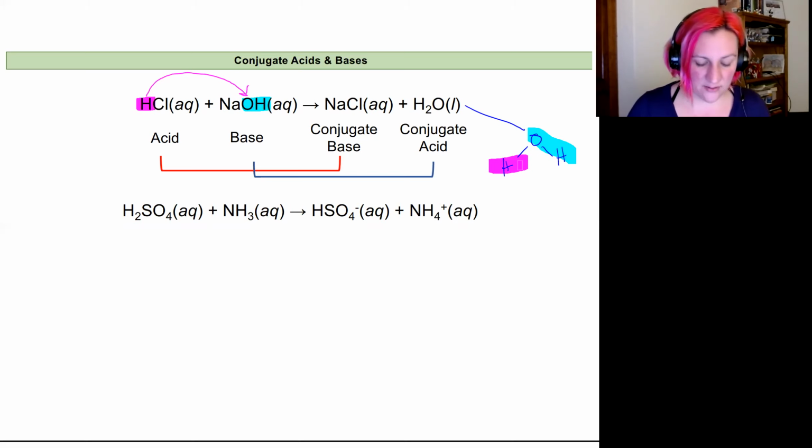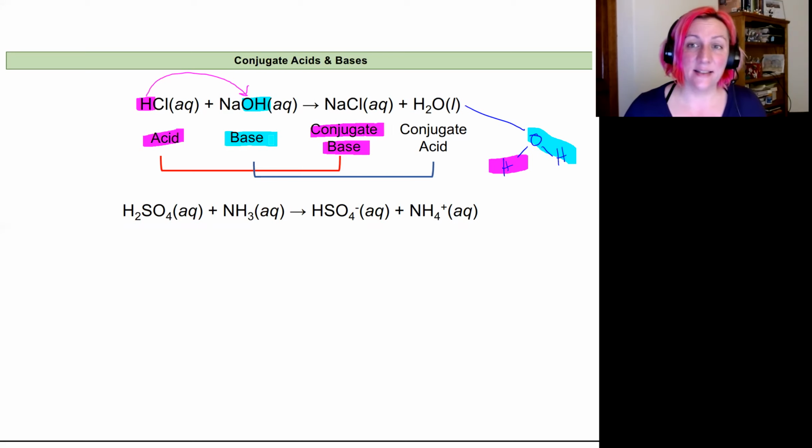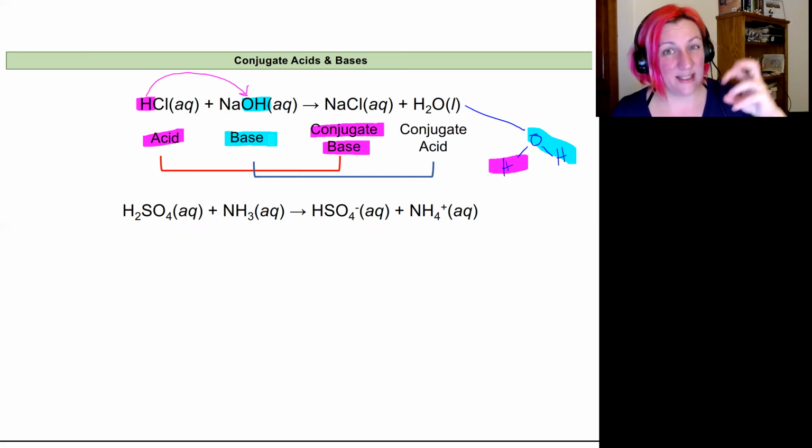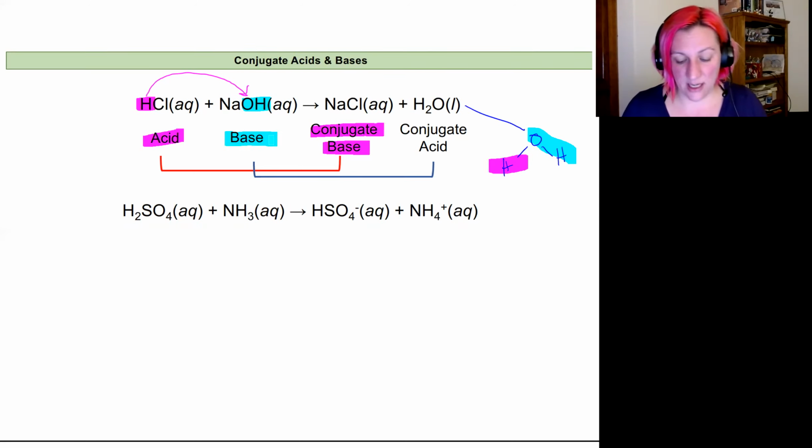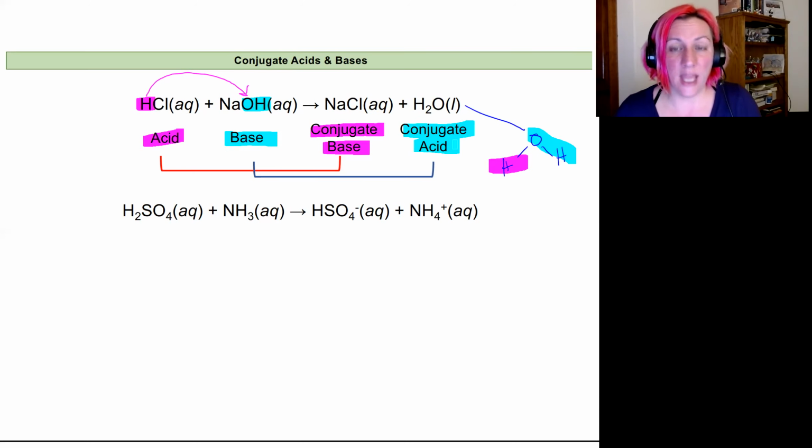When it shifts, this acid becomes my conjugate base right here. And my base, which accepts that hydrogen, is going to become the conjugate acid. Now it has the extra hydrogen, and my conjugate base should be missing a hydrogen. In this case, it has none. So let's apply it to something else.